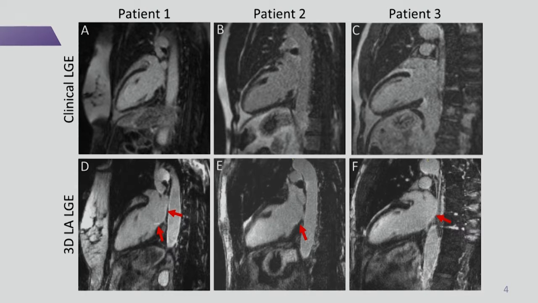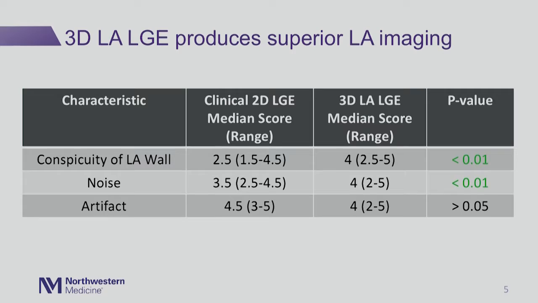So here are just some examples of our 3D LA LGE imaging compared to the standard 2D LGE, the clinical standard. And you can see that our imaging has much higher resolution, and we can actually see enhancement in the LA wall. We had two blinded clinicians score our scans compared to the standard, and we have a significantly higher conspicuity of the LA wall.